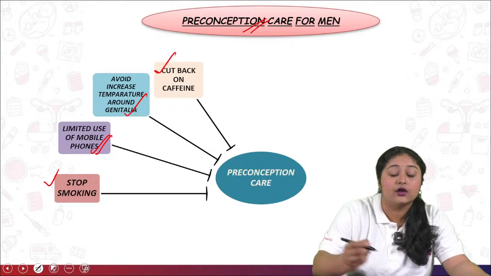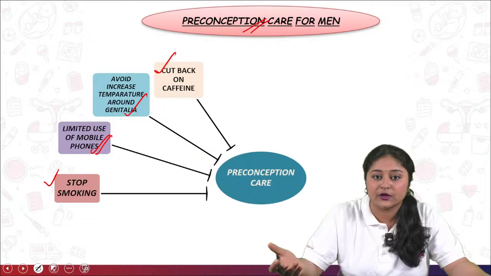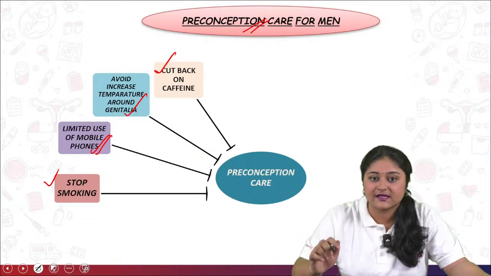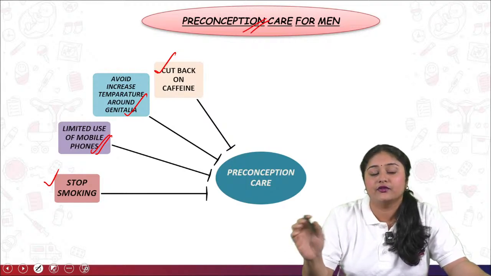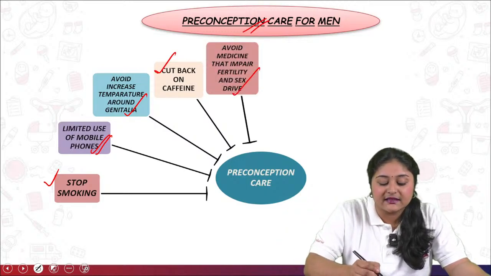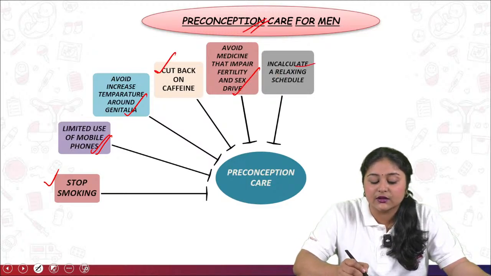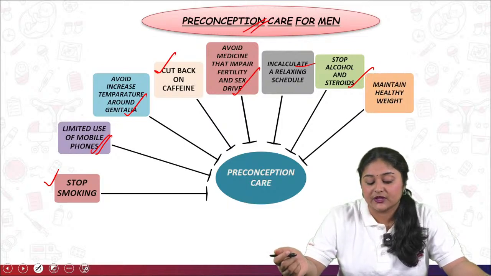Next is to cut back on caffeine, because if you are consuming an excessive amount of caffeine, a hormonal imbalance can happen inside the circulatory system of the father, which will impact sperm production. Okay, next is to avoid medicine that impacts fertility and sex drive. Next is to inculcate a relaxing schedule. Next is to stop alcohol or any kind of steroids.